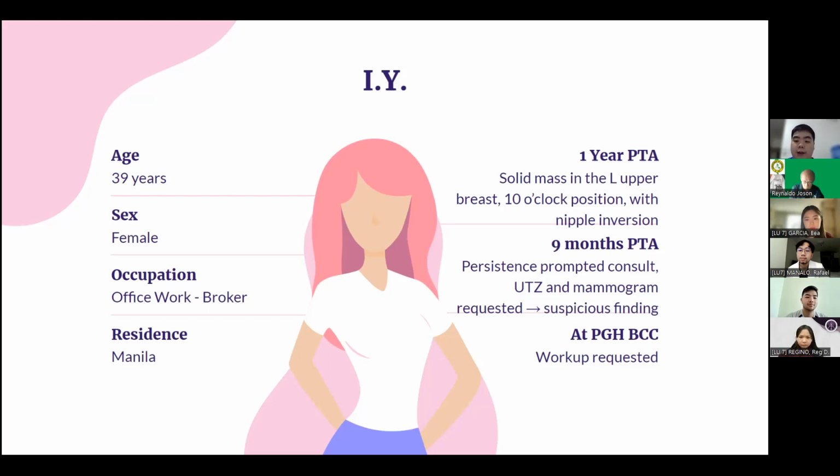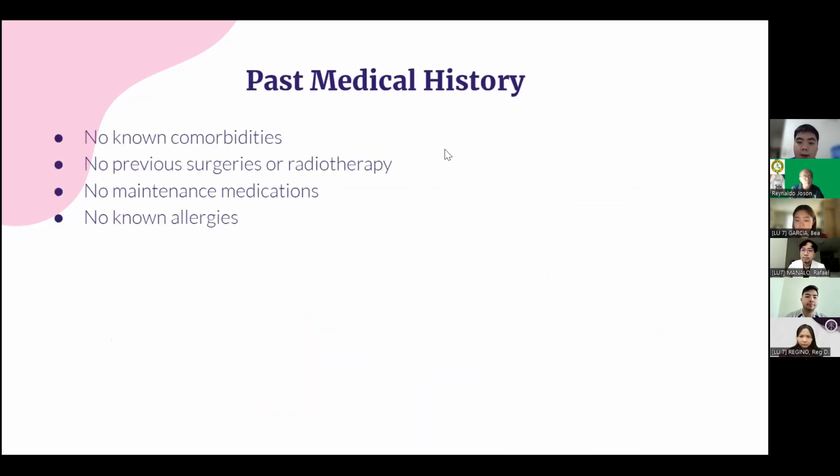And when she arrived at PGH after that referral, more workup was requested, which we'll talk about more in our diagnostics part. So for the relevant ancillary history, she has no known comorbidities. She's had no previous surgery or radiotherapy. She's not on any maintenance medications, and she has no known allergies.